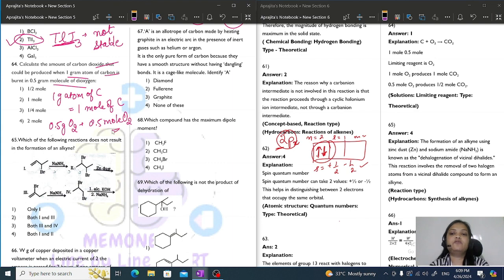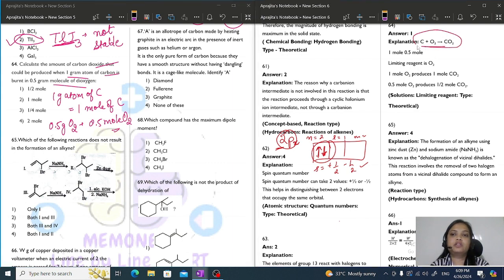Now we all know that carbon reacts with oxygen to form CO2. 1 mole of carbon reacts with 1 mole of oxygen to form 1 mole of CO2. But in this question we have 0.5 moles of oxygen. So if 0.5 moles of oxygen is there, the reaction will not go to completion. The carbon will not be fully utilized because we require 1 mole of oxygen. So in that case, oxygen is the limiting reagent.